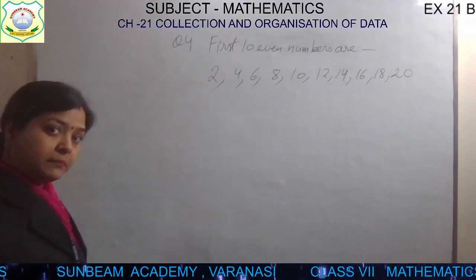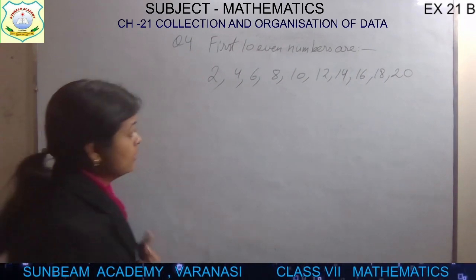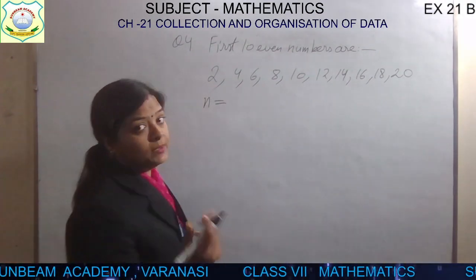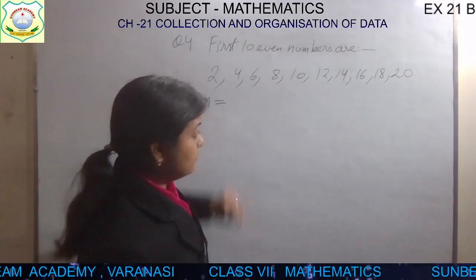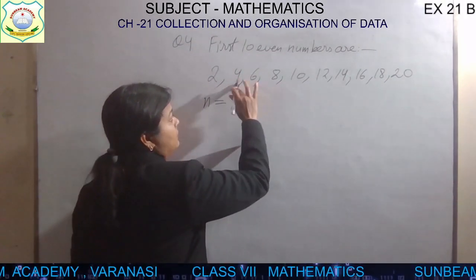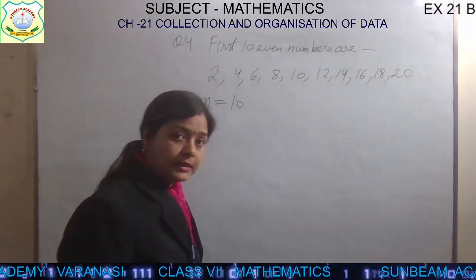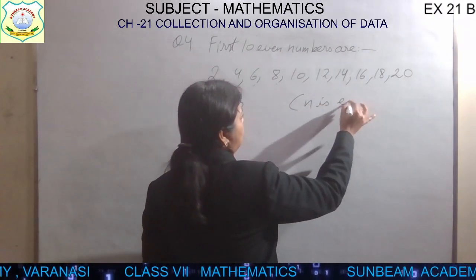Now we have to find the median. So we should know the number of observations. So the number of observations, that is n, here is 1, 2, 3, 4... How many, children? It will be 10 only, na? We have taken 10 only. So total 10 observations. So n is equal to 10. Means n is even here.